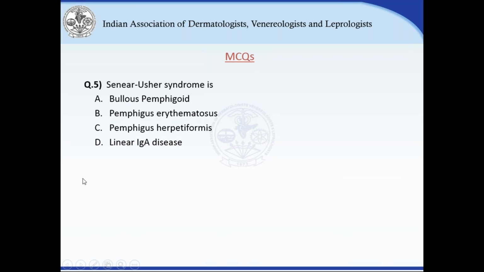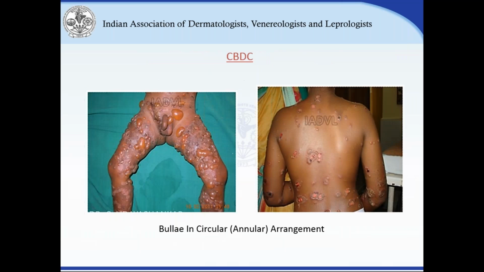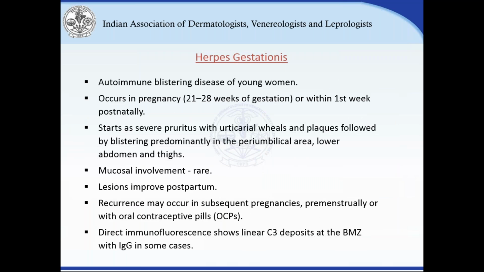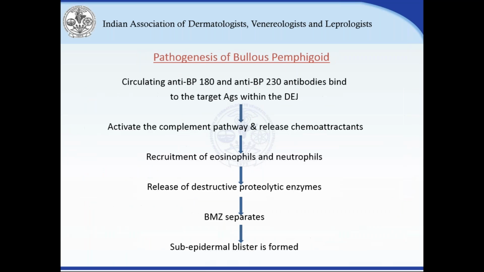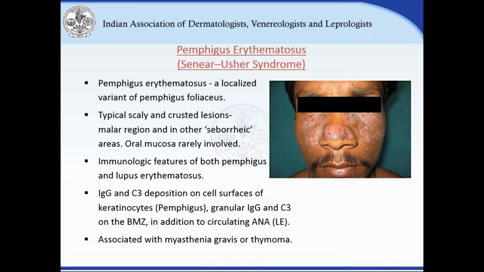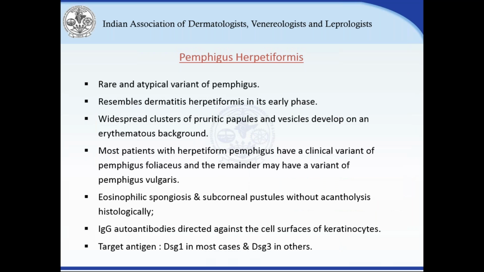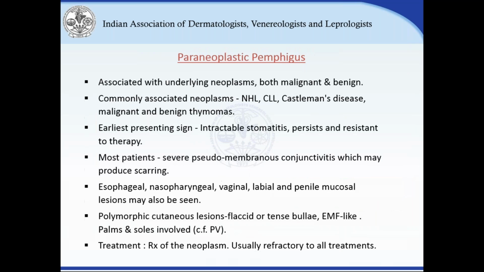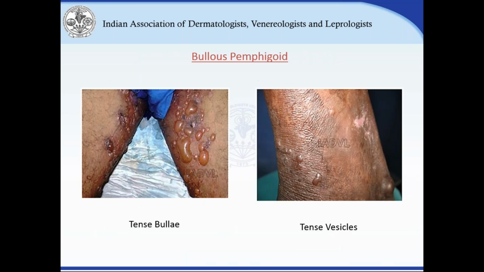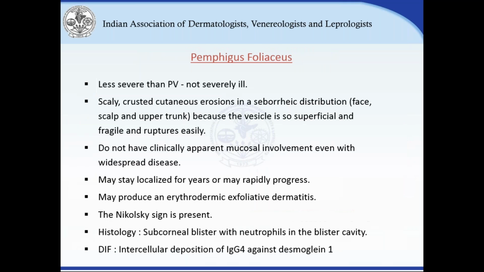Pemphigus erythematosus, right? So I hope you all are clear about the basic differences, how blistering disorders present, and the basic differences between pemphigus vulgaris, pemphigus foliaceus, bullous pemphigoid, linear IgA disease. These are important ones, and dermatitis herpetiformis. I would like you to know these diseases. You can read this from whatever book you prefer.